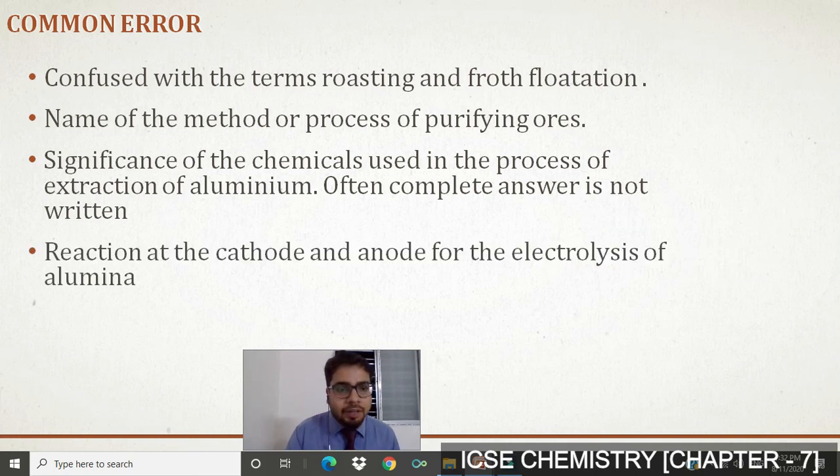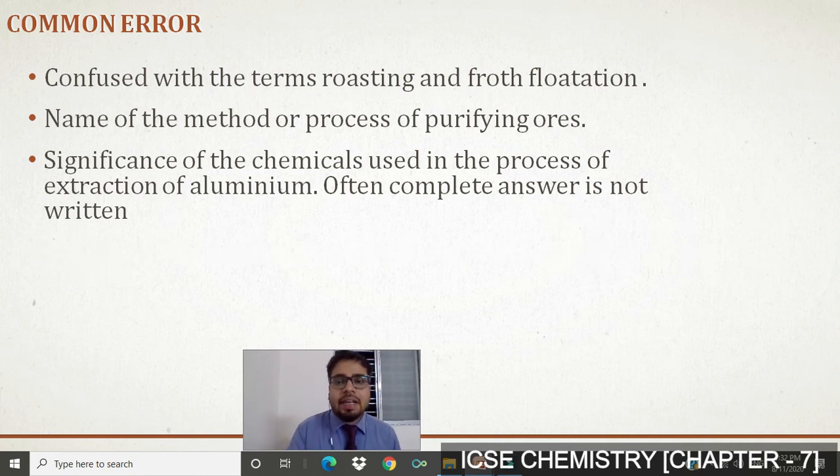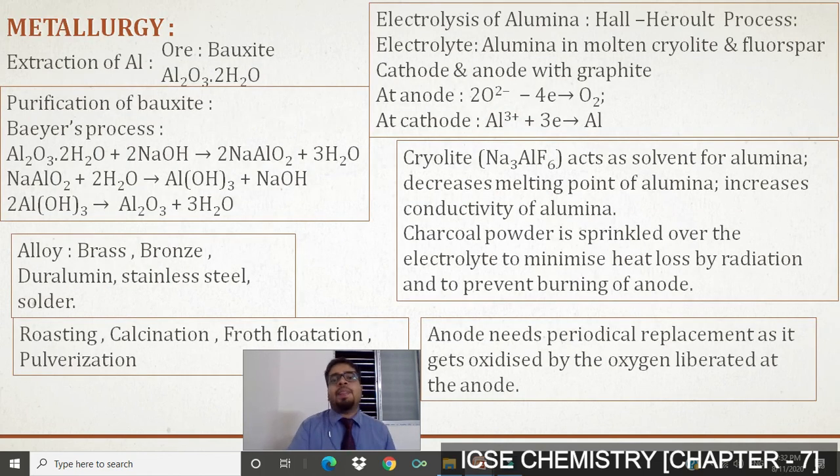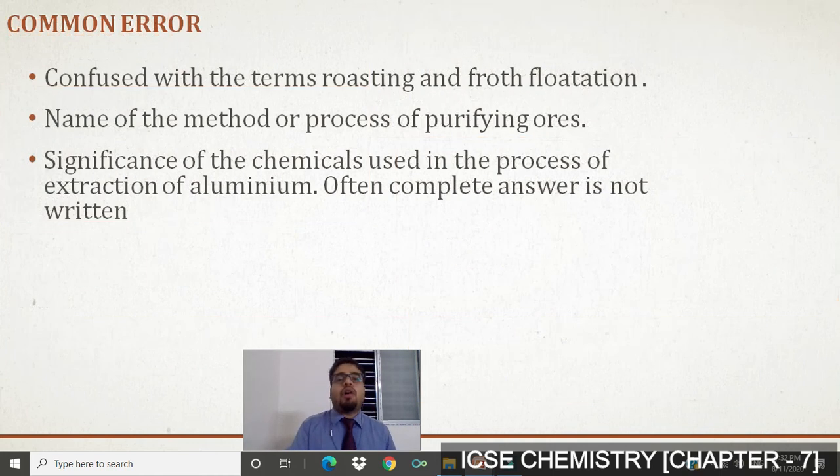Okay children, then the reaction at the cathode and at the anode for the electrolysis of alumina. Okay, please check the reaction of cathode and anode. See, at the cathode the aluminium ion is getting reduced, okay, Al3+ plus 3 electrons gives aluminium, and at the anode O2- is losing 2 electrons to become neutral oxygen, and O plus O gives O2. You have to reach till O2. You cannot leave the reaction at single O because oxygen is diatomic.